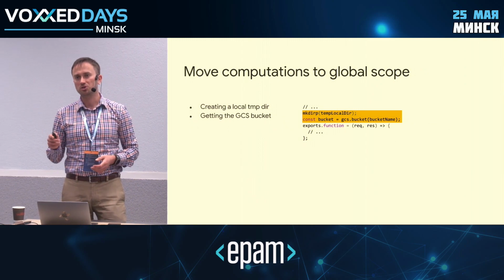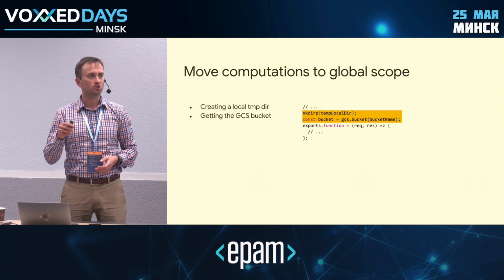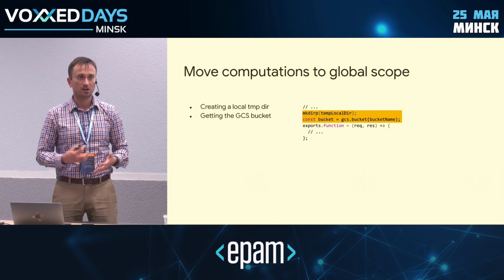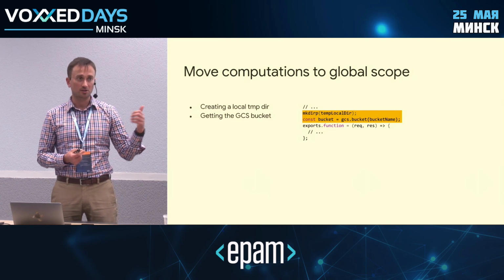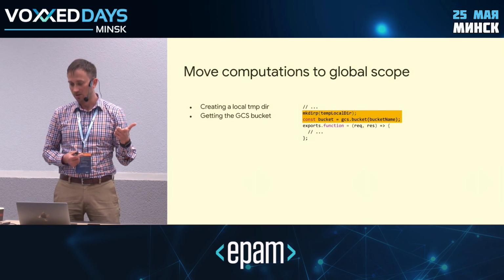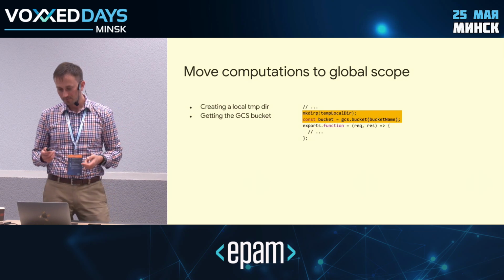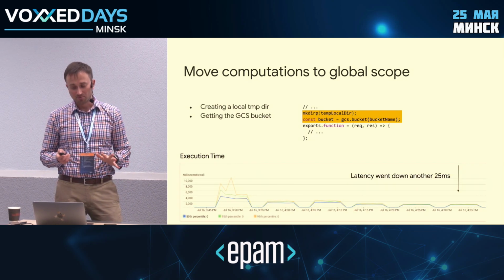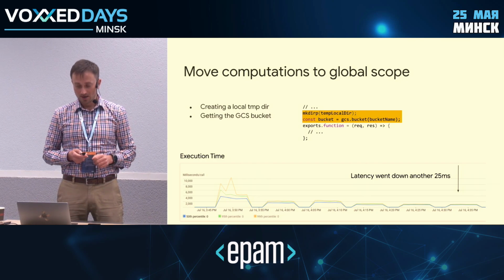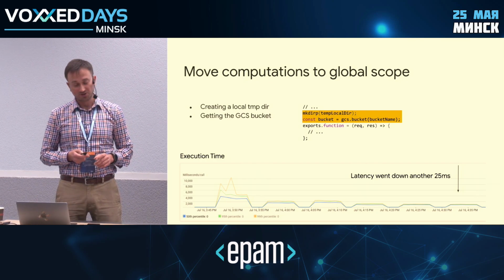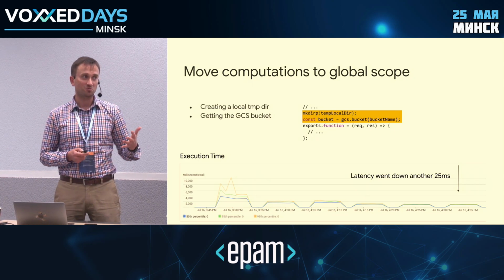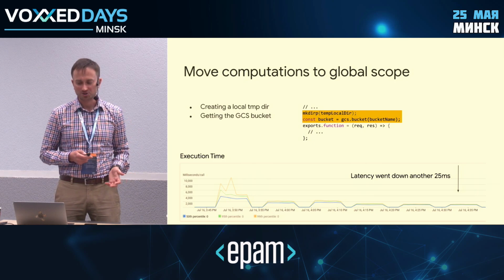You can also move some computations to the global scope. If those computations don't depend on the request, they can be executed once and just cached. In our case, this is creating the temporary directory, and initializing the cloud storage bucket, the global variable. With that, we managed to save another 25 milliseconds. Not bad. And from the very beginning, I think there is a huge difference. Most importantly, the function doesn't crash.